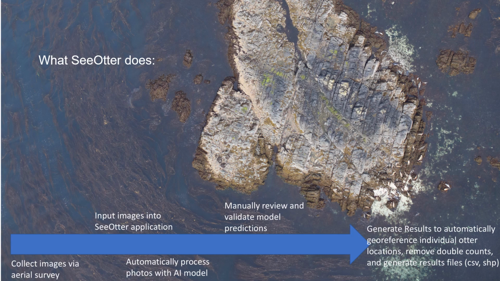SeeOtter automates the entire photo processing workflow. It starts by organizing and backing up data. The application then corrects for image artifacts like vignetting and overlaps, and applies the AI model to detect otters, then guides users through validation. Finally, it georeferences the images and individual otter locations, outputting clean count data in CSV and shapefile formats. This streamlined workflow turns raw imagery into actionable datasets, ready for ecological analysis.